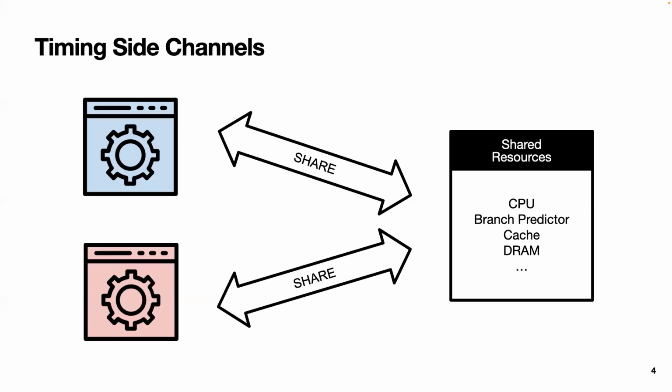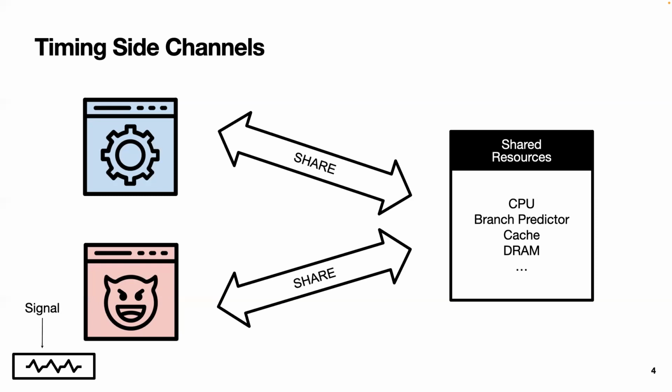And now if the red program is malicious and controlled by an attacker, the attacker might observe the timing of its own operation very closely and try to infer a secret from the behavior of the blue program. In particular, it might collect some signal traces from its own execution, like the time it takes to perform a memory access, for instance, and then try to decode it. So here, decoding the signal means to find a correlation between the signal and the actual victim secret.